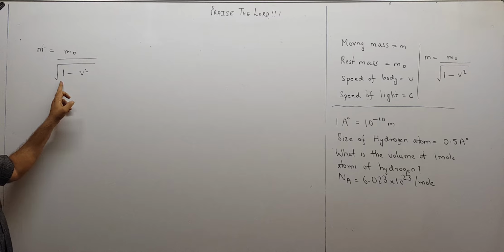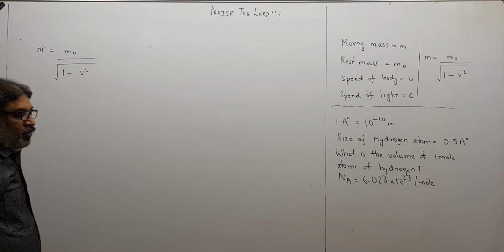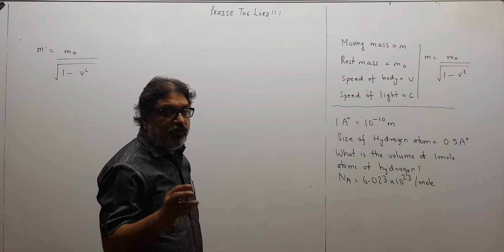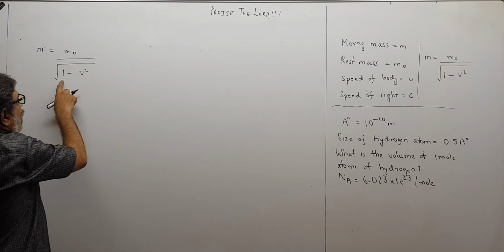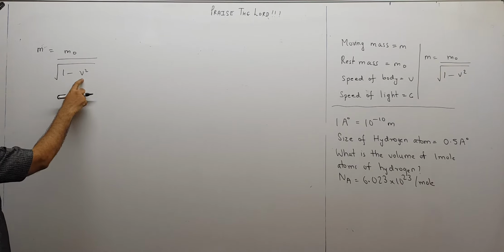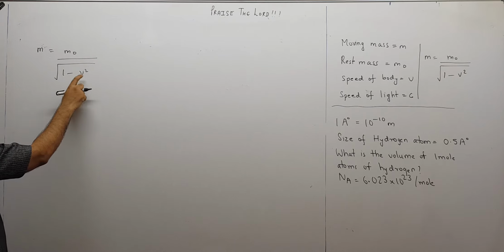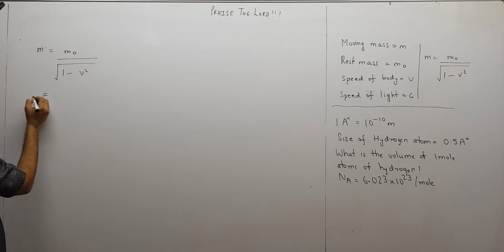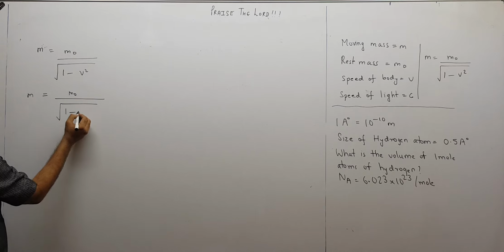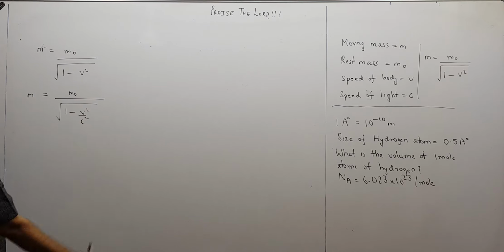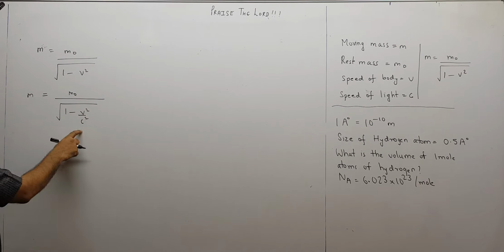Children, 1 means constant. From constant, square of it cannot be subtracted. Constant minus constant is okay. So once we say it is 1, I should put this as constant. So how to make it constant? This has units of meter square per second square. So if I divide by meter square per second square, both the units will go. So that means m should be written as m0 upon root of 1 minus v square upon c square. This is the correct way. So constant minus constant, that will be okay.